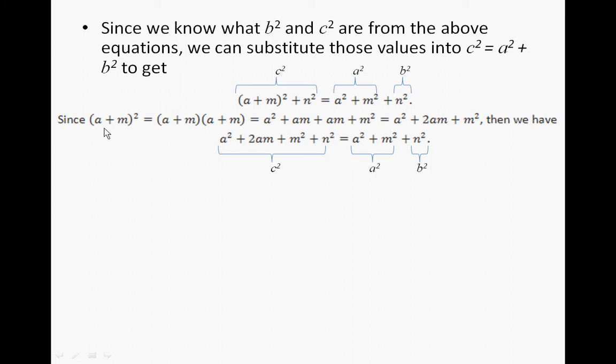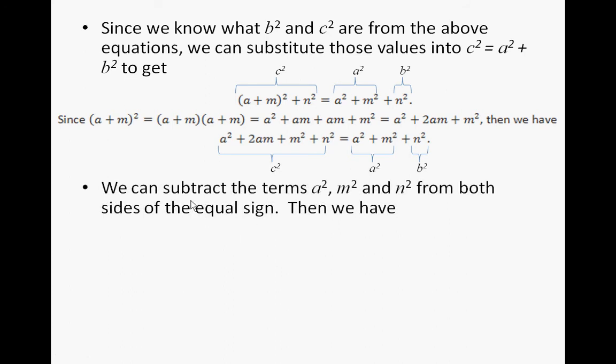So now that we have that, if we simplify a plus m squared, we get a plus m times a plus m, which gives us a squared plus am plus am plus m squared, which simplifies to a squared plus 2am plus m squared. So now we just plug that in. So a squared plus 2am plus m squared plus n squared equals a squared plus m squared plus n squared.